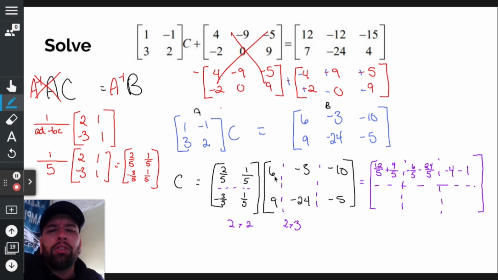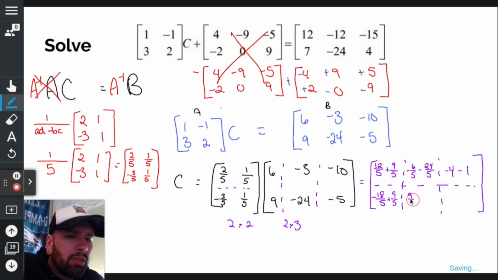Negative 3/5 times 6 is negative 18/5 plus 9 over 5. Negative 3/5 times negative 3 is positive 9/5 plus negative 24 over 5, so minus 24 over 5. And it gets nice again. Negative 3/5 times negative 10 is positive 6. 1/5 of negative 5 is minus 1.